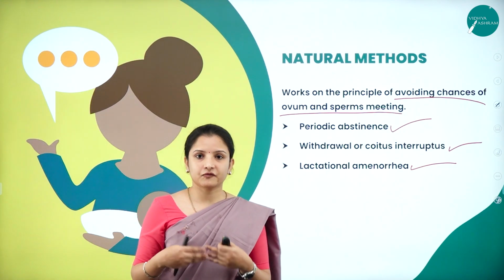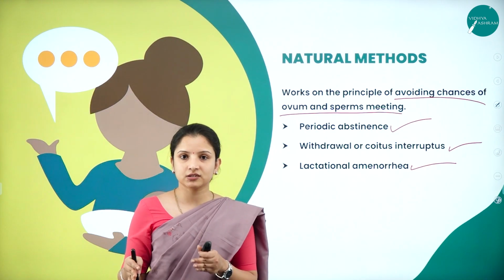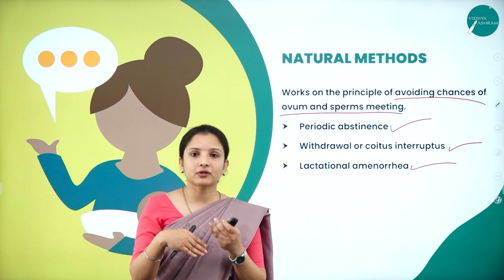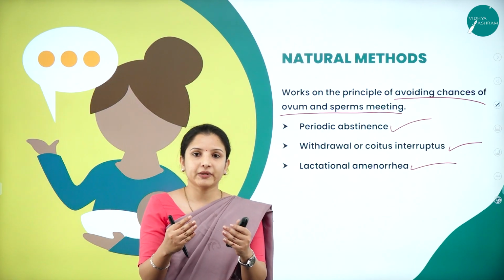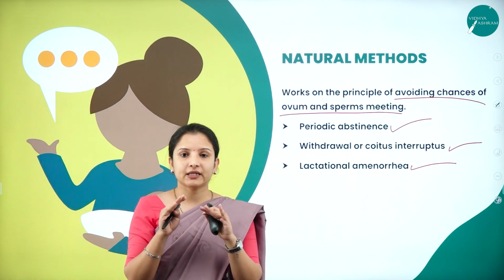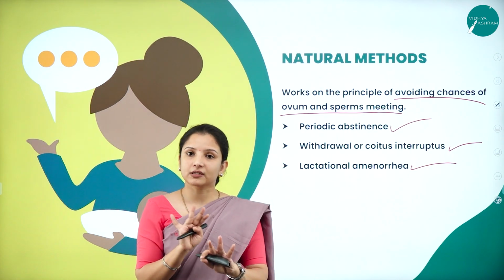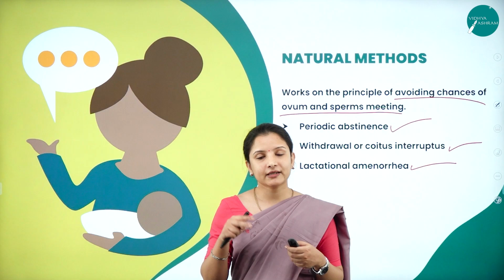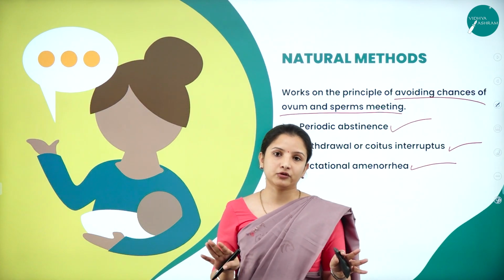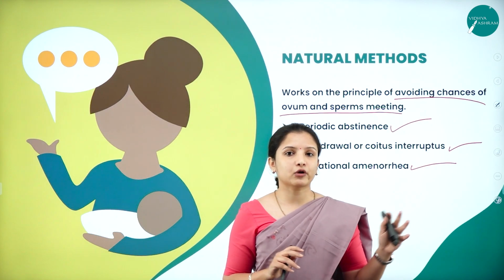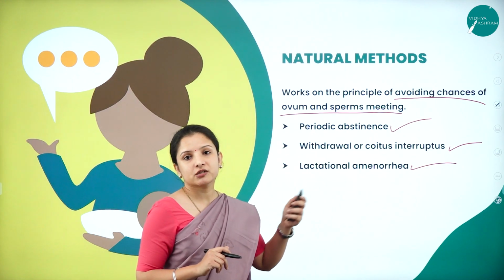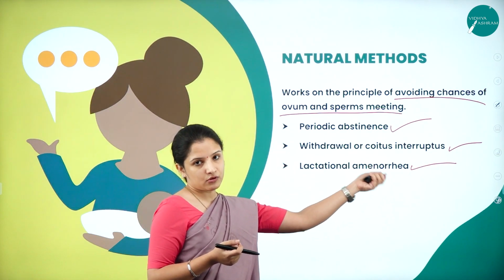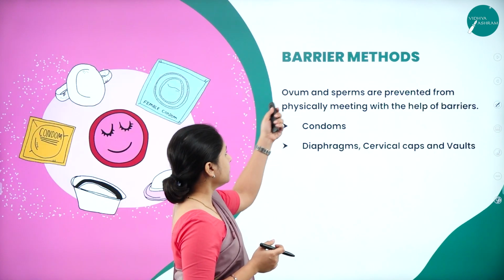So until she is breastfeeding her child, say for about a stretch of 6 months, the prolactin level will keep on increasing. Once the prolactin level increases, the gonadotropin level decreases. When the secretion of the gonadotropin completely stops, at that time the egg will not be produced. Until the egg is produced, she will not be able to get pregnant or conceive. So this is one of the best natural or traditional methods of contraception, which is called lactational amenorrhea.